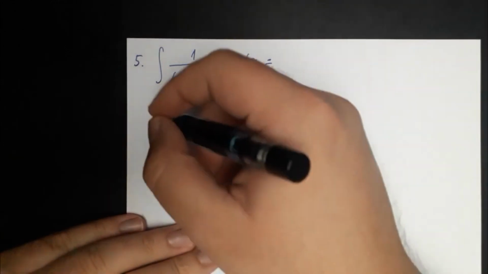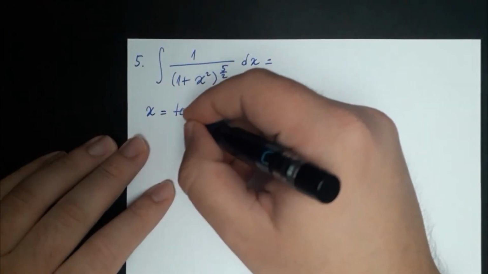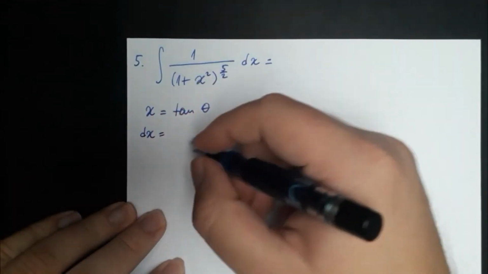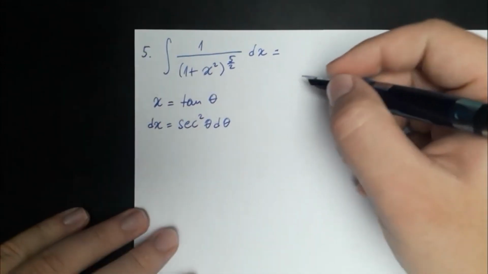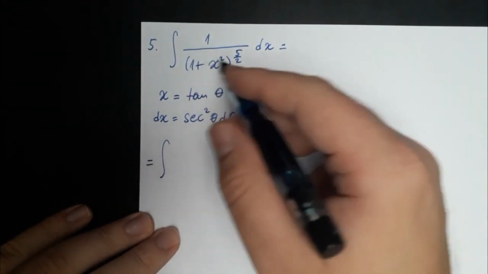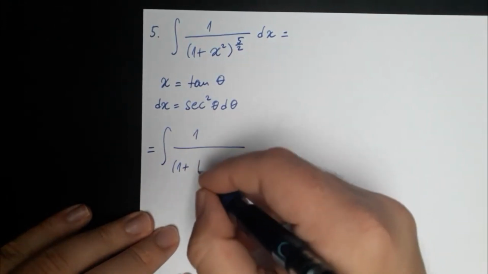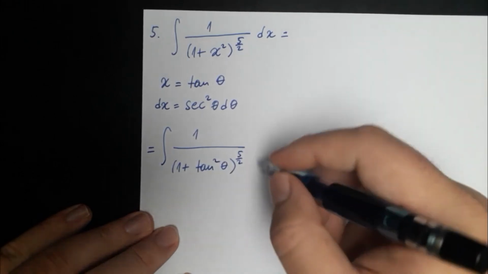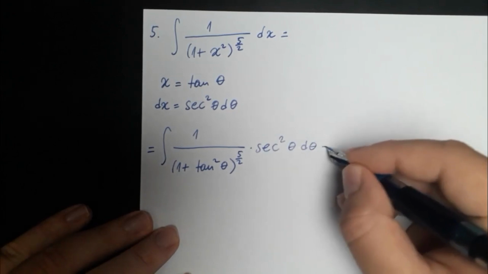Basically, we are going to use the substitution that x is equal to tangent of theta. Then the differential of x becomes secant squared theta d theta. And our integral then becomes, when we transform it into the theta world, 1 divided by 1 plus tan squared of theta to the power 5 divided by 2 times secant squared of theta d theta.